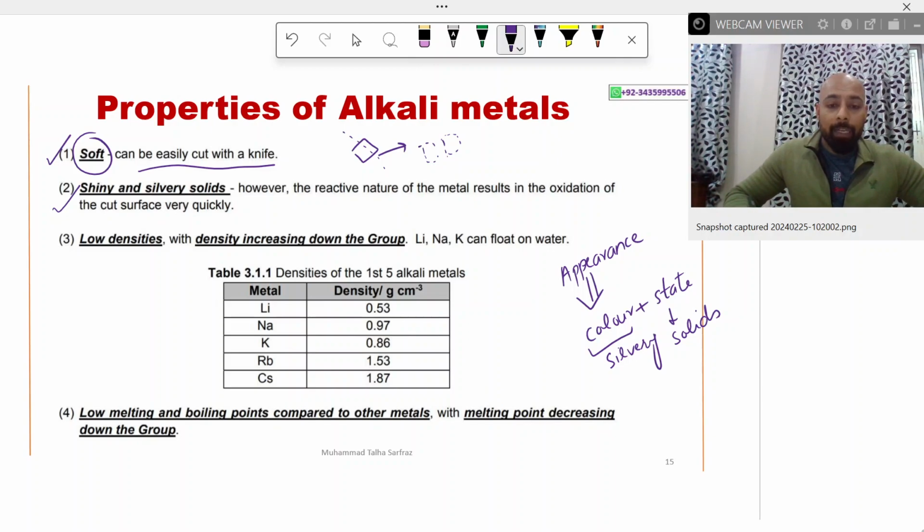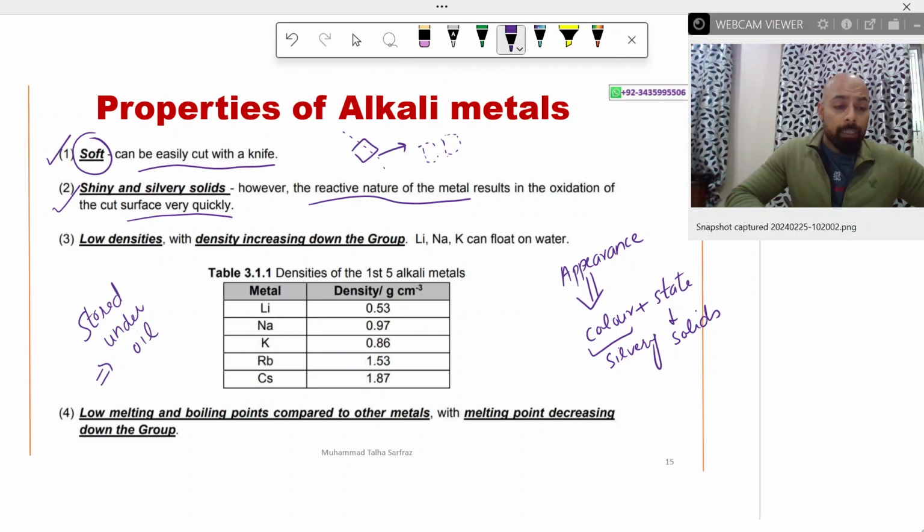Okay, so they are very reactive in nature as compared to the other metals, right? And the cut surface gets oxidized very quickly. So if you cut the surface, it gets oxidized very quickly. This is the reason they are stored under oil, right? Because they are quite reactive in nature, and when they are exposed to air or moisture, they cause a very violent reaction. Okay, this is how we store them.